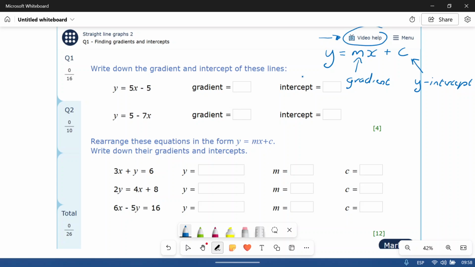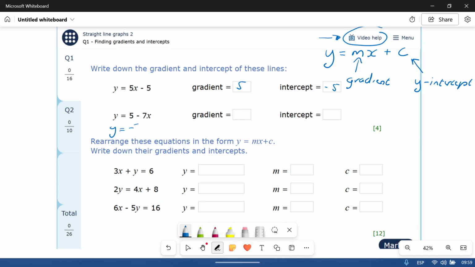Okay, anyway, so first one here. The thing in front of the x, that's the gradient, which means for every 1 square we go to the right, we move 5 squares up. And then the thing that comes after the x, the minus 5, that is the y-intercept. They just call it the intercept, they're lazy. Okay, easy as pie. Next one, be careful, they've swapped things around just to be funny, right?